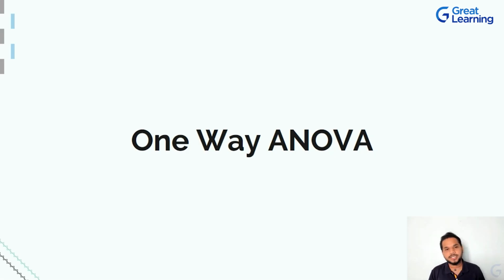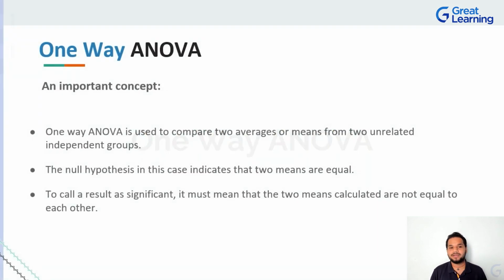Now, here's another concept called one-way ANOVA that we can quickly discuss. Now, one-way ANOVA is very simple, guys. It's very straightforward. What we do here is we try to compare two averages, or two different means, from what? Two different unrelated groups. That's it.